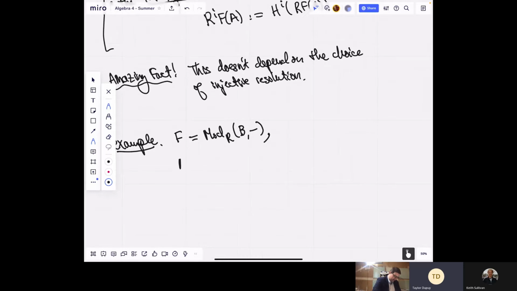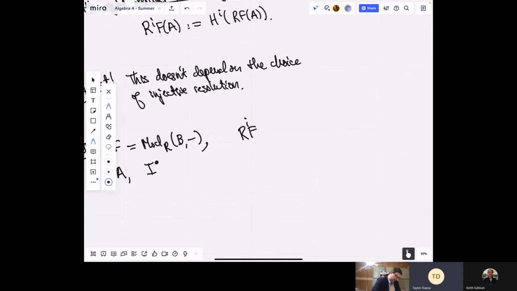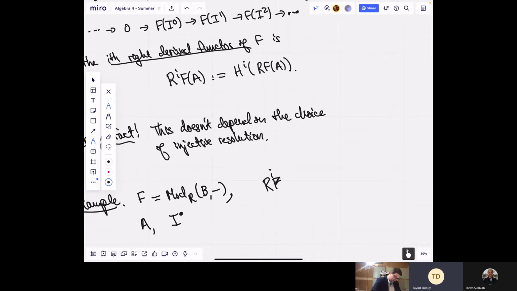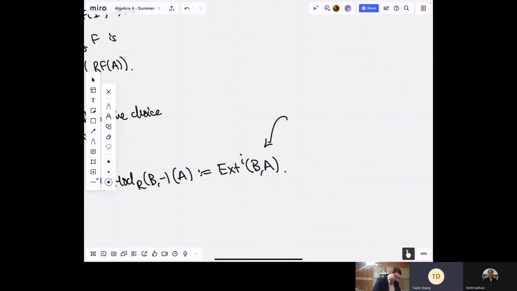And so then you take A, and then I take some injective resolution for A. Well, let me just say this. These are the Ext functors. Hom in mod R, B and blank here, of A, is defined to be equal to Ext^i of B, A. So these are things called the Ext, extension functors.